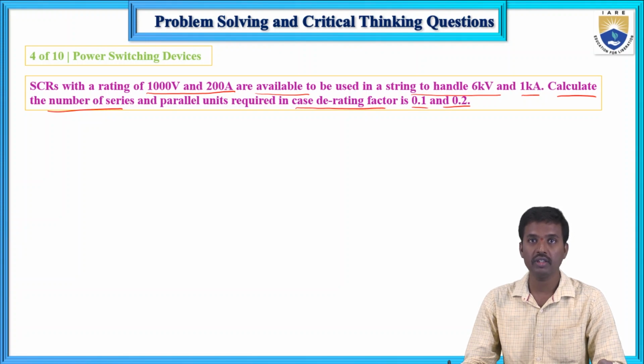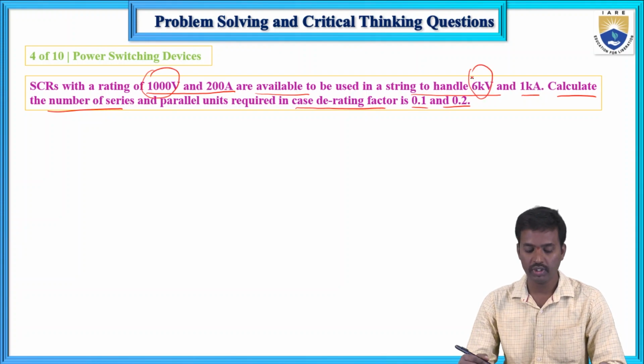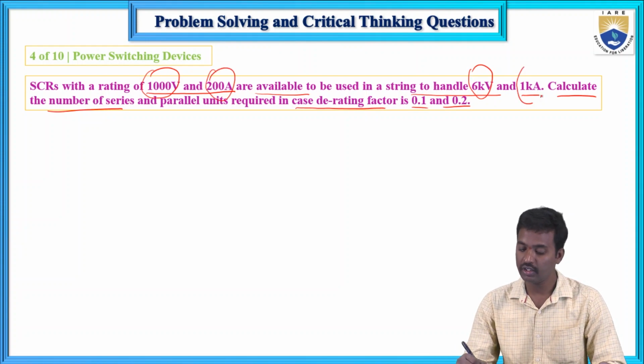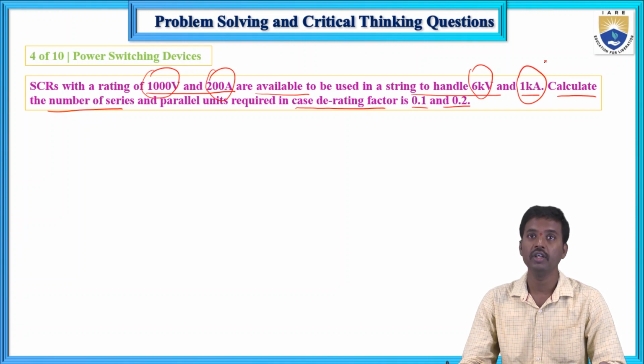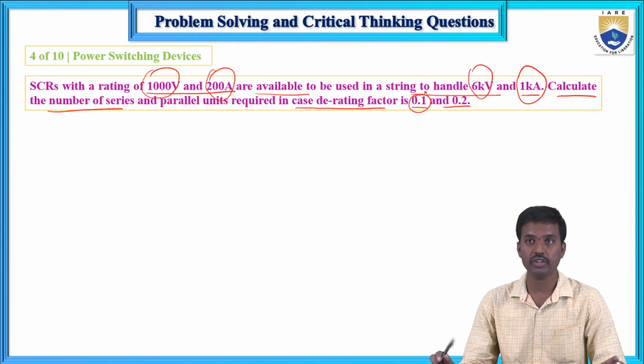So now here in this, how many SCRs are connected? This is the actual SCR rating, and to increase the voltage, SCRs are connected in series. This is the actual current rating of an SCR, and to increase the current rating to this much amount of current, how many SCRs are connected in parallel? That is the question. For that, the derating factor is 0.1 in the first case and 0.2 in the second case.